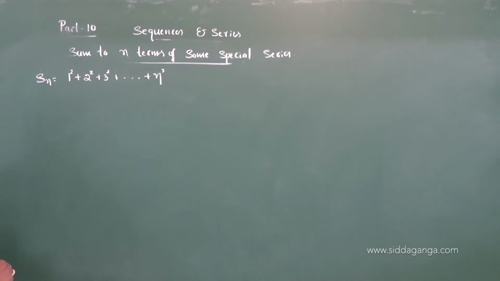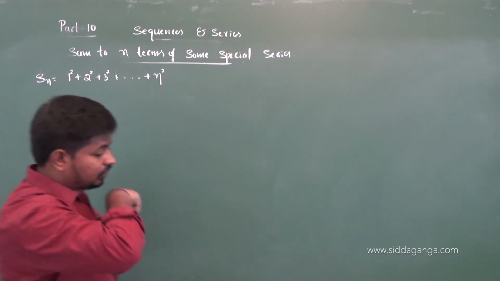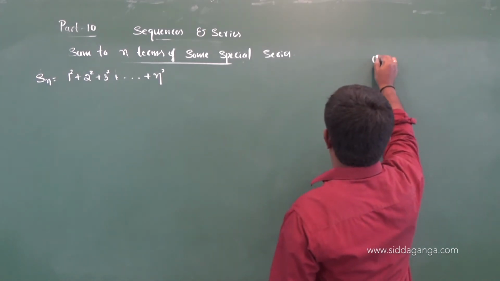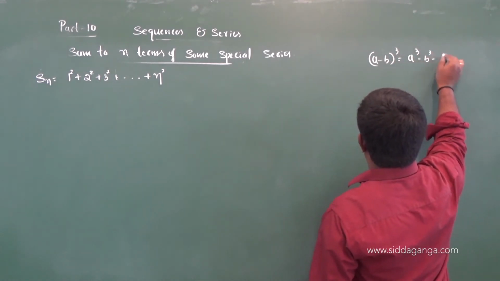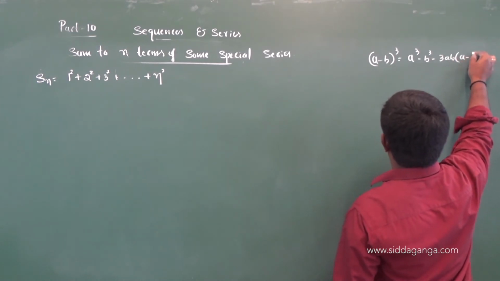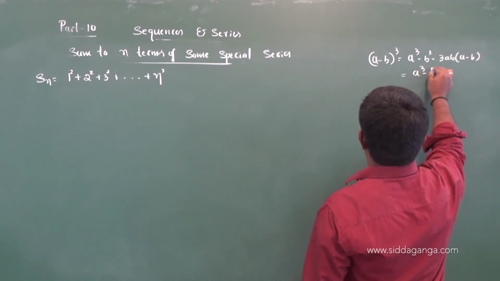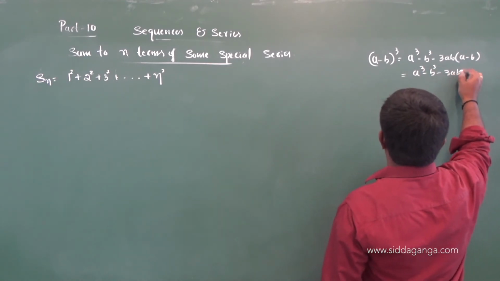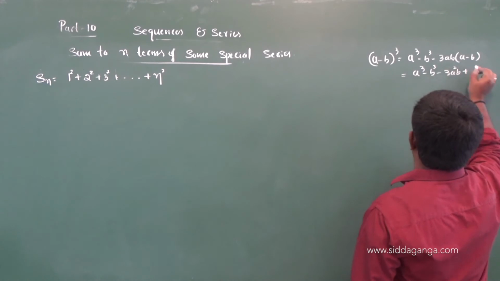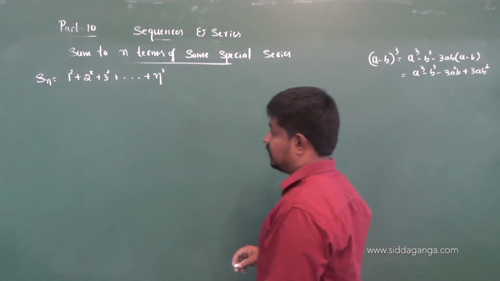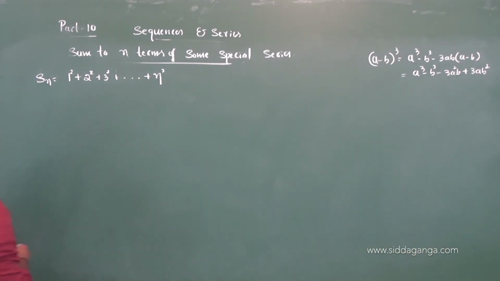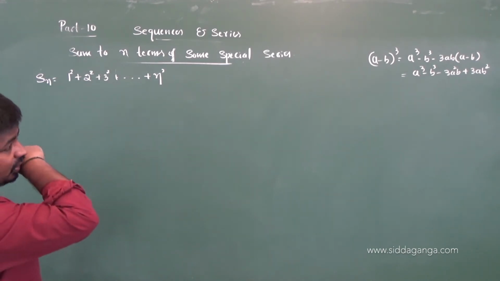Let me find the value of this. For this, I am going to use a result for a minus b whole cube. We know that a minus b whole cube is equal to a cube minus b cube minus 3ab into a minus b, or you can write a cube minus b cube minus 3a square b plus 3ab square, right? Using this, I can write in general, instead of a and b, k and 1.